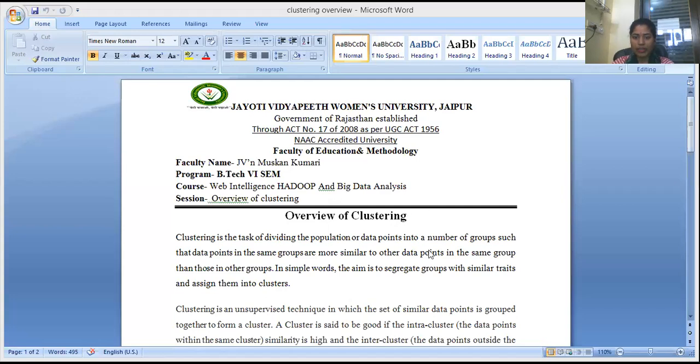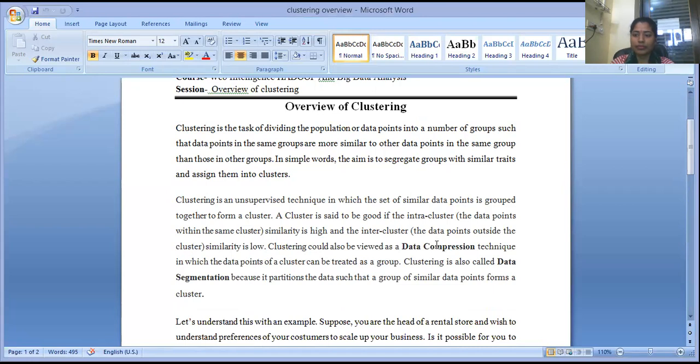To make this topic very easy to understand, I just want to share some files which help you to better understand, isn't it? So please wait one minute. I'm just sharing that. This is the basic overview of clustering: what is clustering and all the related subtopics to clustering, isn't it?